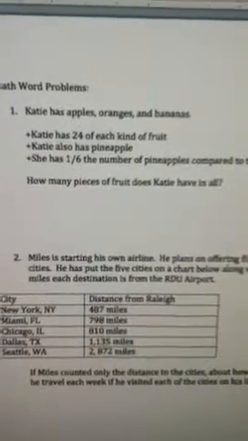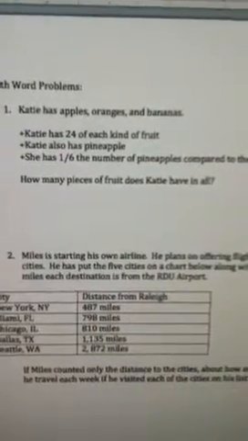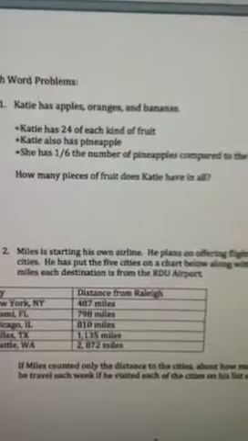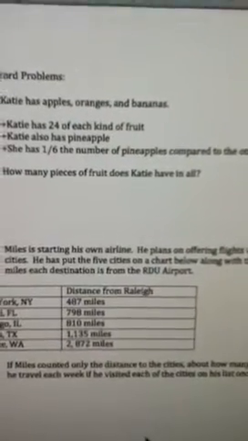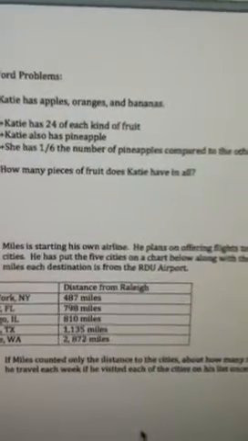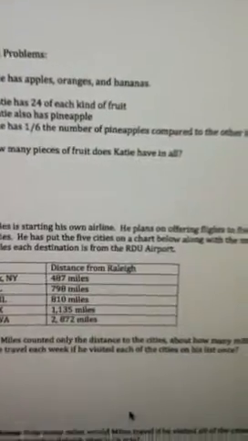Katie has apples, oranges, and bananas. She has 24 of each kind of fruit. She also has a pineapple. She has 1/6 the number of pineapples compared to the other fruit. How many pieces of fruit does Katie have in all?